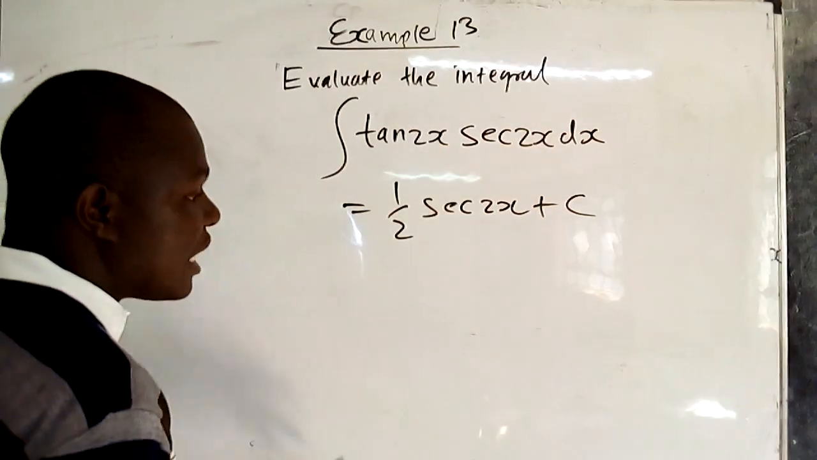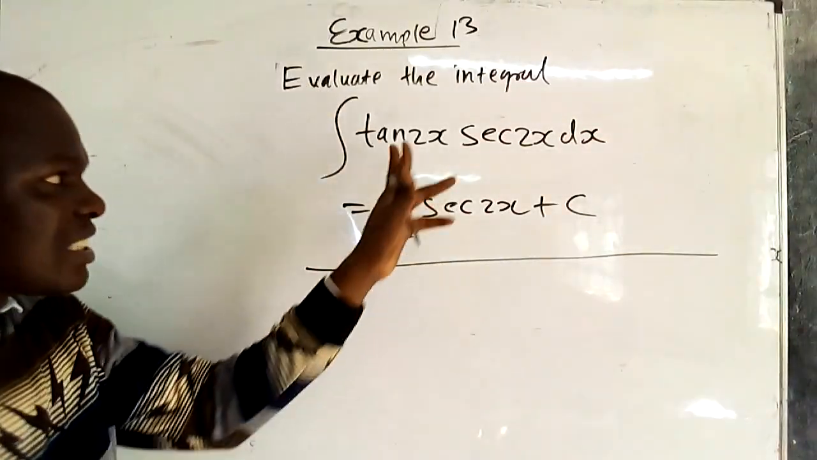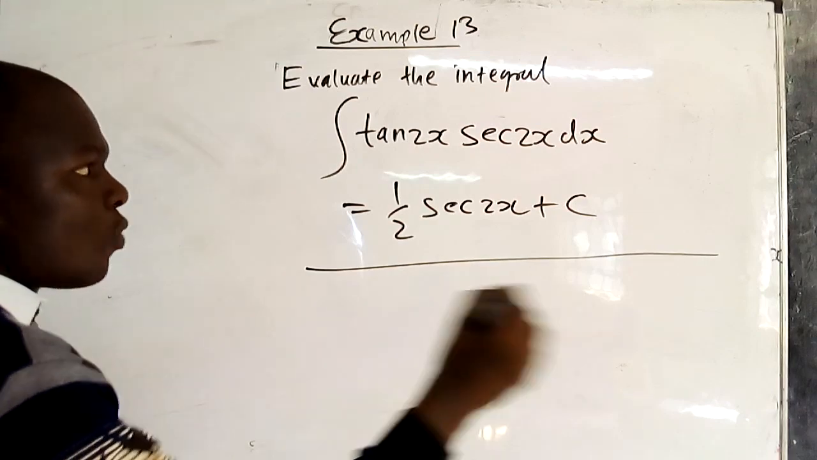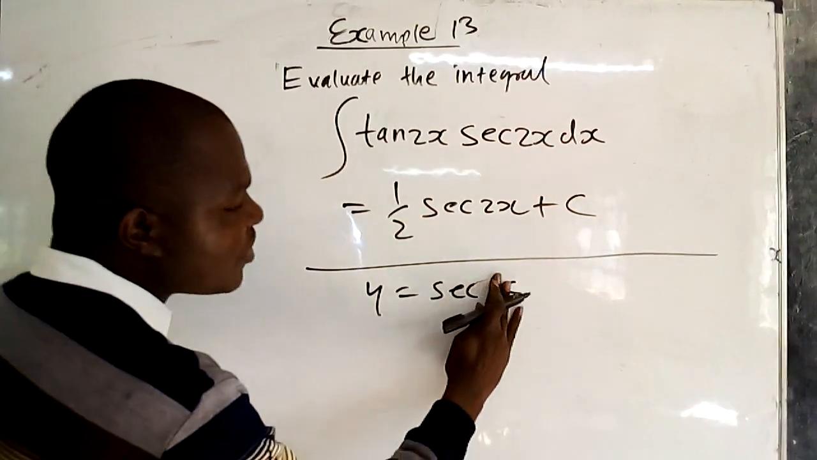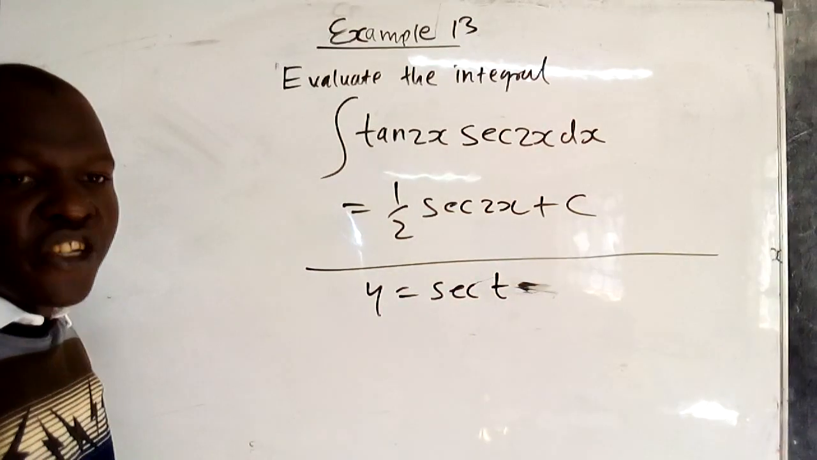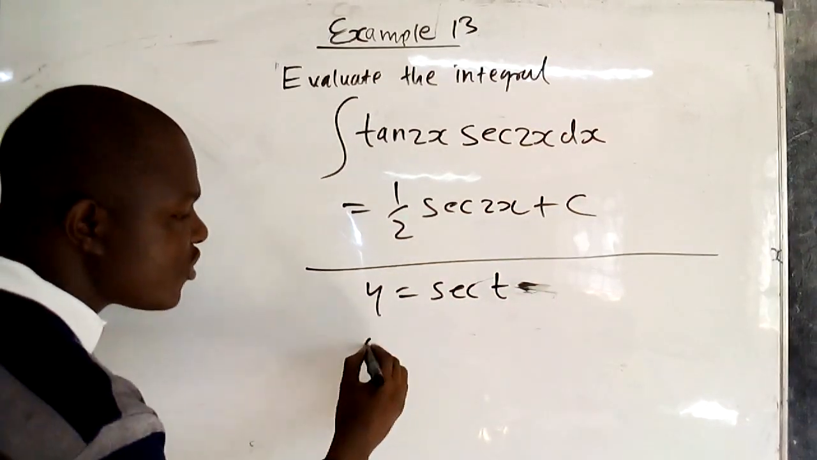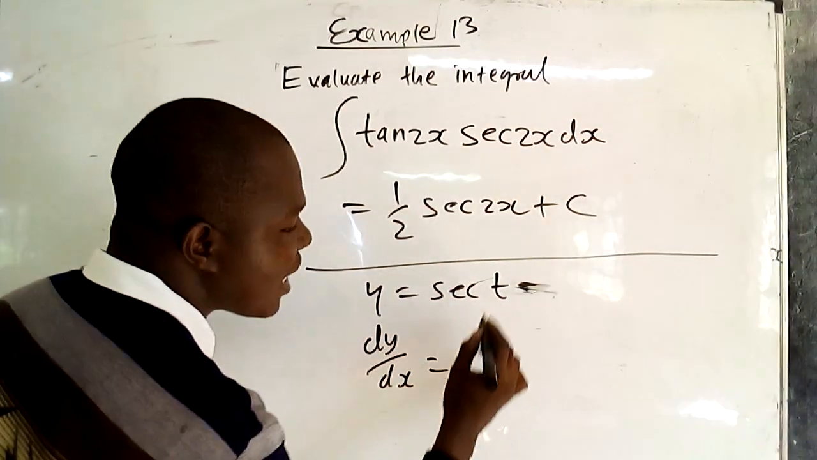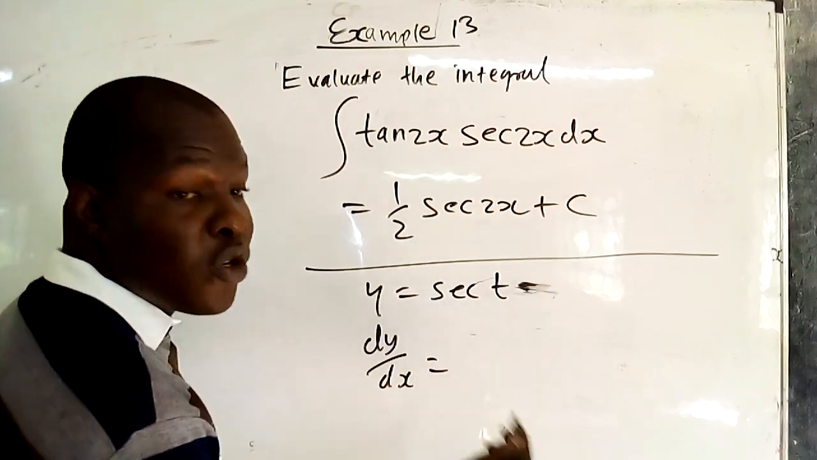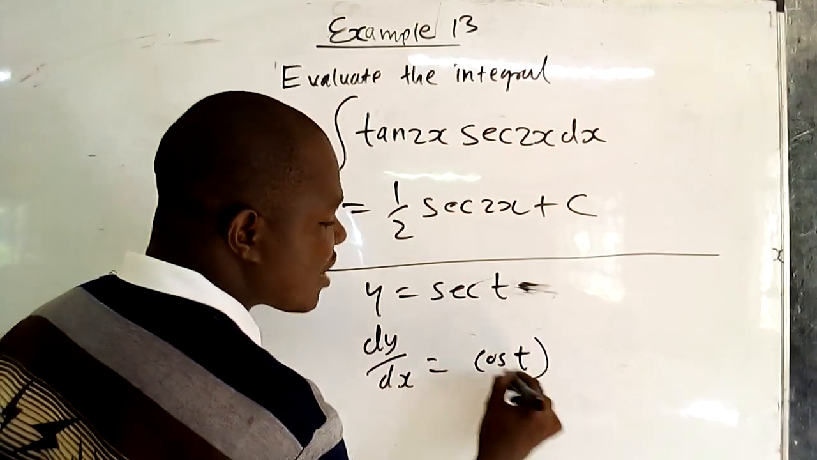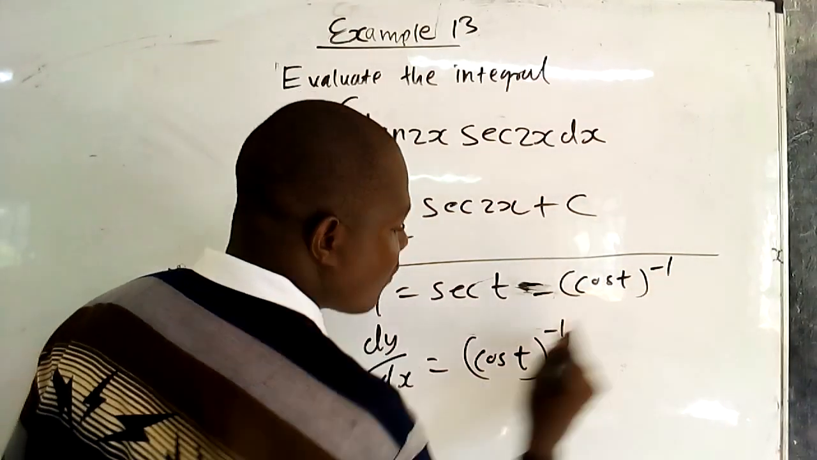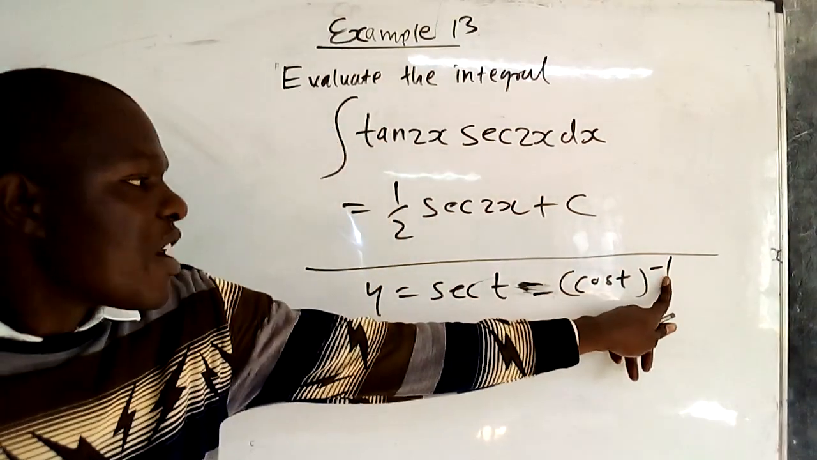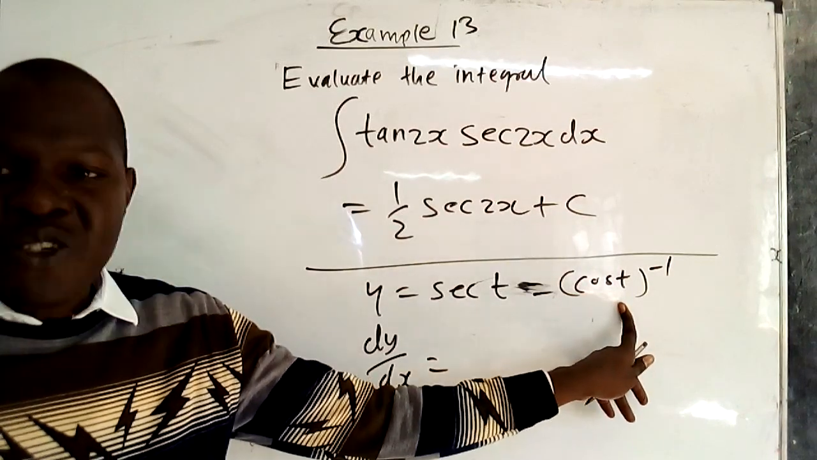So remember here, when you have y equals sec t, it means if you differentiate y with respect to t, sec t is the same as 1 over cos t. And 1 over cos t is the same as cos t raised to negative 1, isn't it? So you differentiate the outer function, then the inner function.